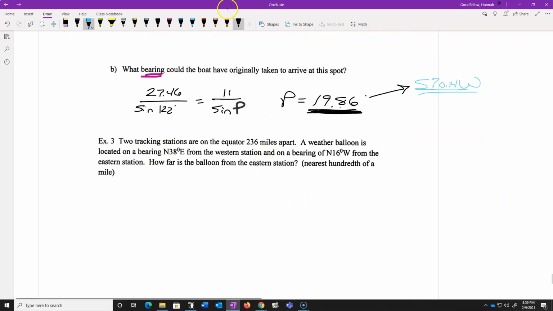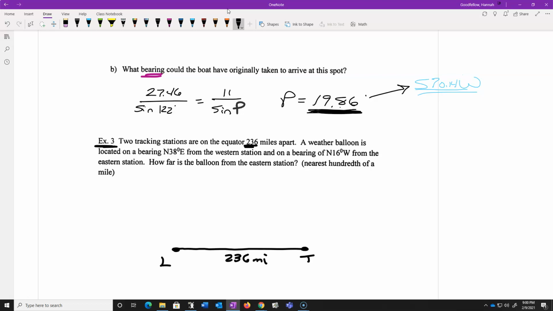Number 3. Okay, let's see if I can do this one without a mistake. Number 3, it says 2 tracking stations are on the equator and they're 236 miles apart. Okay, now these tracking stations, these are real concepts. We're going to call this T and this one L, something like that. And they happen to be right on the equator, and they are 236 miles apart. Okay, now that's really helpful. I got myself a picture that's going on.